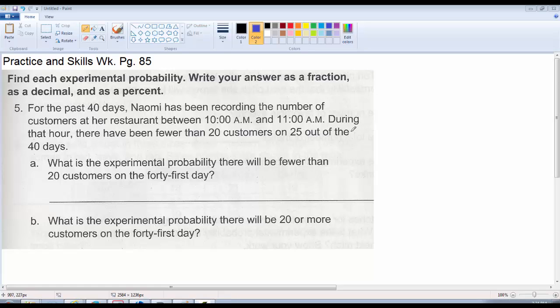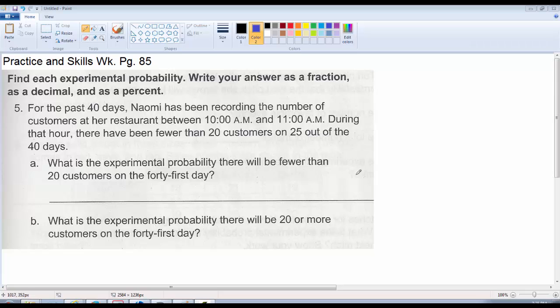Okay, we're going to be working on the Practice and Skills Workbook, page 85, and working on problem number 5. For each of the experimental probability, write your answer as a fraction, decimal, and percent. So number 5 says, for the past 40 days, Naomi has been recording the number of customers at a restaurant between 10 and 11 a.m. During that hour, there have been fewer than 20 customers on 25 out of the 40 days. First question, what is the experimental probability there will be fewer than 20 customers on the 41st day?